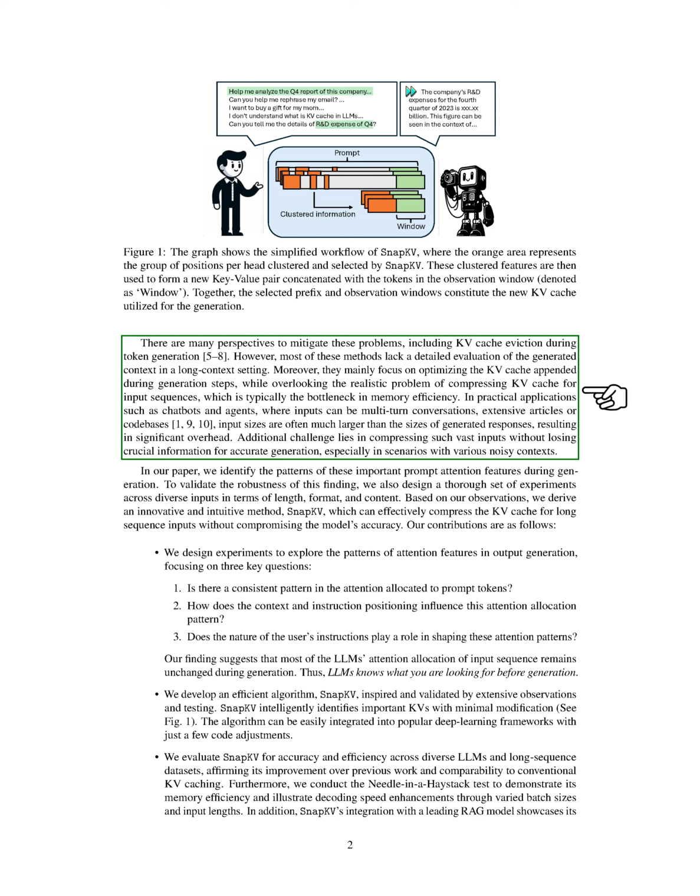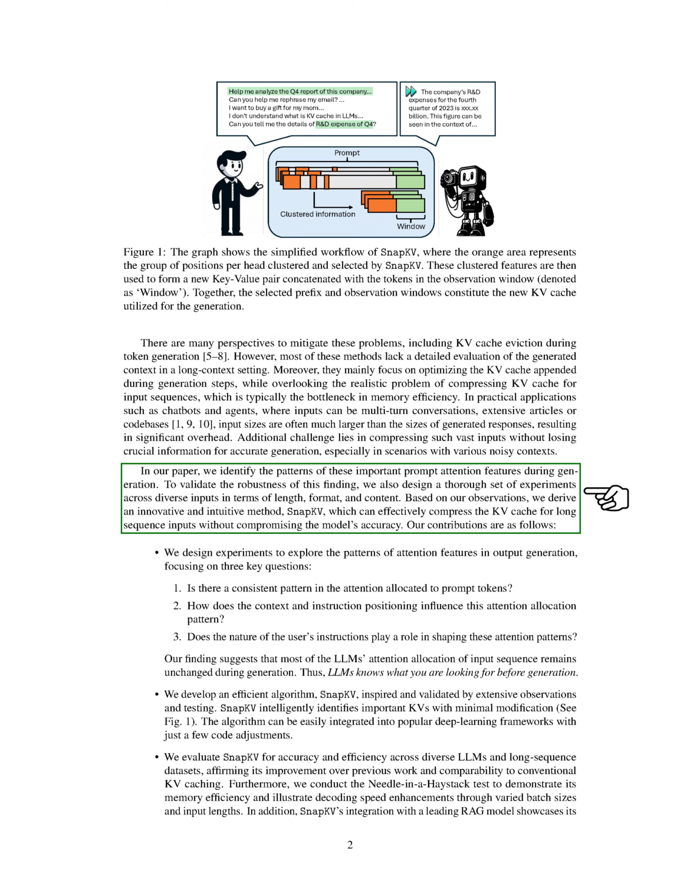To address these challenges, different perspectives have been proposed, including strategies like KV cache eviction during token generation. However, many of these methods lack a thorough evaluation of the generated context in long context scenarios. They often focus on optimizing the KV cache during generation steps but overlook compressing the KV cache for input sequences, which is crucial for memory efficiency.